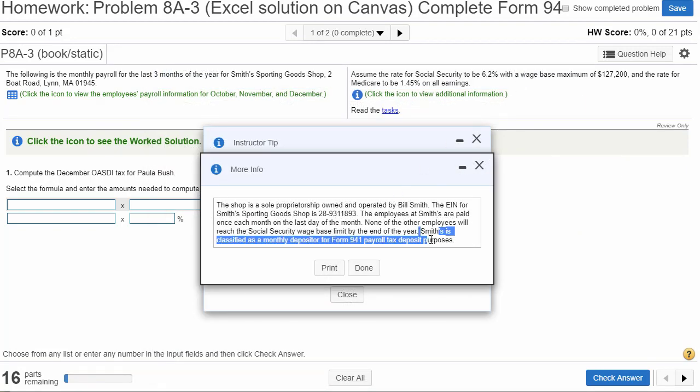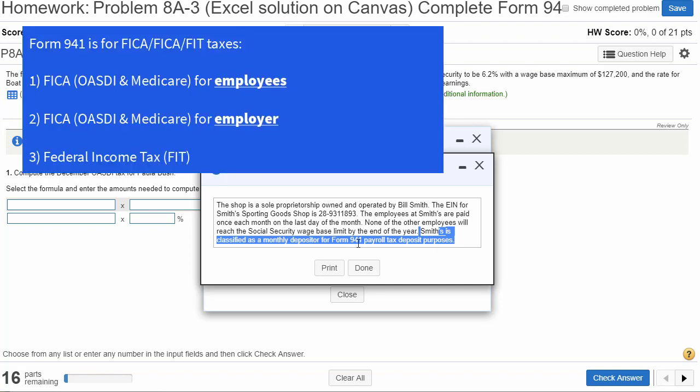And then it says Smith's is classified as a monthly depositor of Form 941 payroll tax deposit purposes. So remember, Form 941 is for FICA, FICA, FIT. FICA once for the employee, FICA once for the employer, and then FIT, federal income tax. And of course, FICA means the Social Security, OASDI, and Medicare.